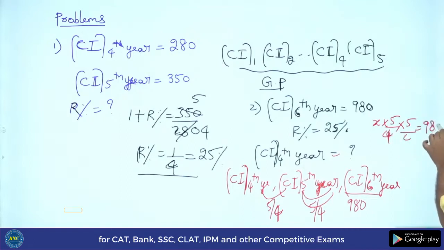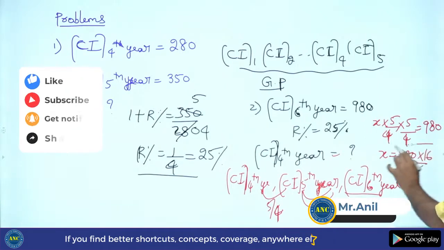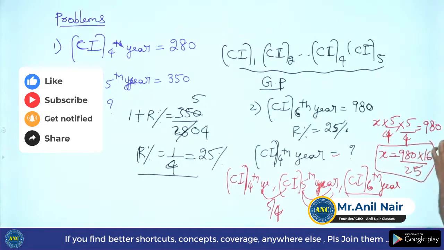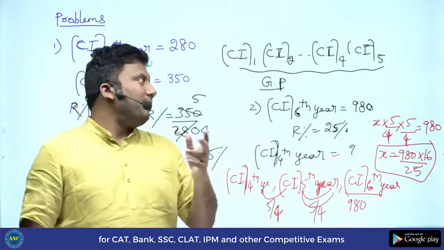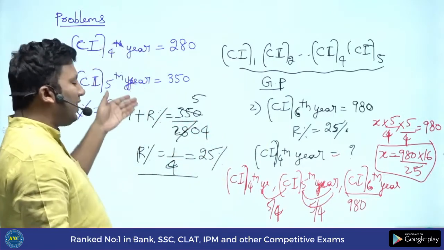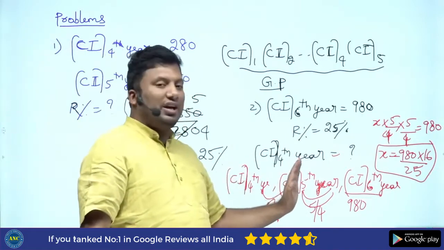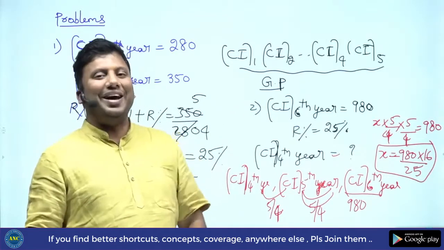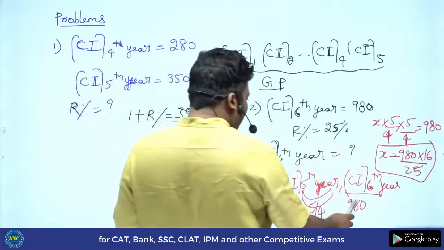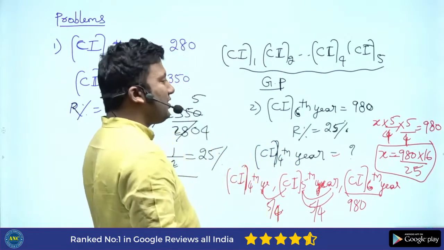I hope the idea is clear. So x equivalent to 980 into 16 by 25. Idea is clear, right? So if there is a difference of only 1 year, directly the scaling factor will be 1 plus R percentage. 4th year to 5th year. CI for 4th year, CI for 5th year, CI for 6th year are in geometric progression. This is 980. Common ratio will be the scaling factor.